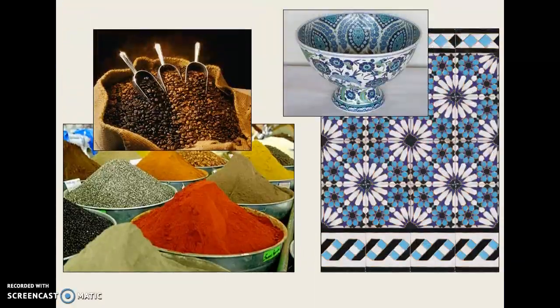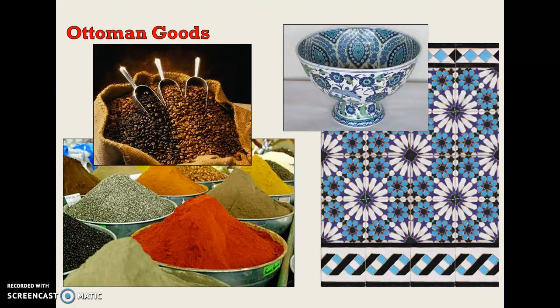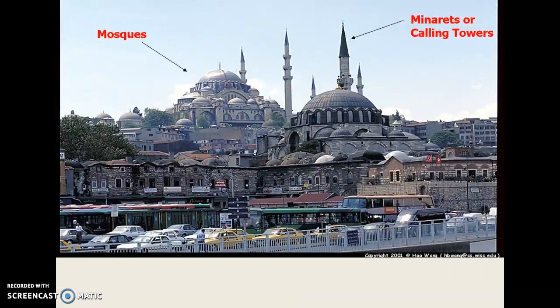And the Ottomans liked to trade in coffee, ceramics, and spices, and you can see examples of all three of those there. So this is pretty much all you have to know about the Ottomans, and where they spread out through. So make sure you refer back to the map here.